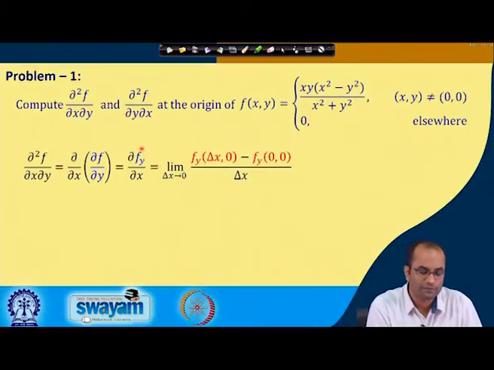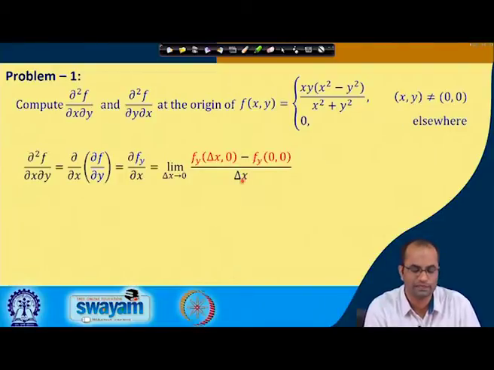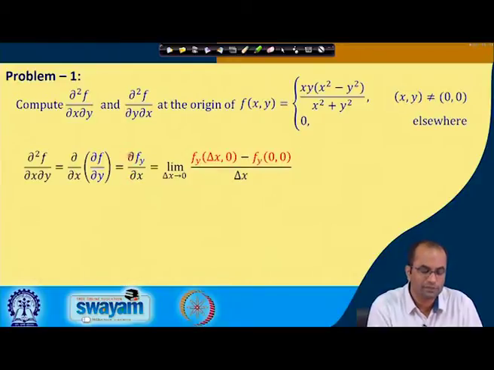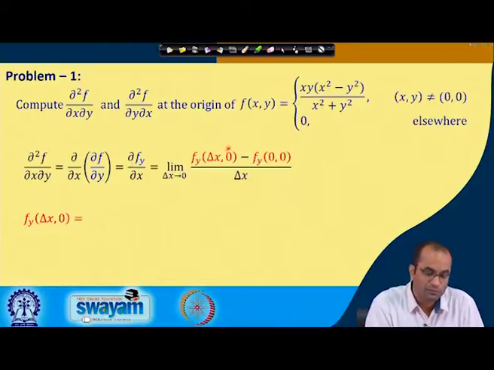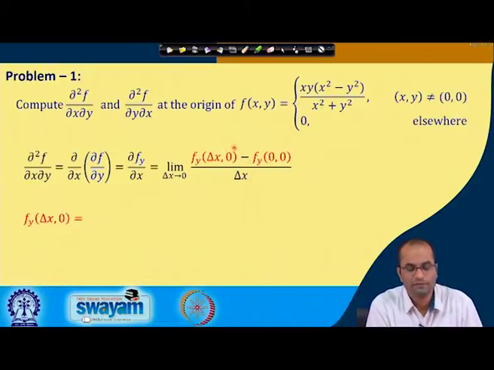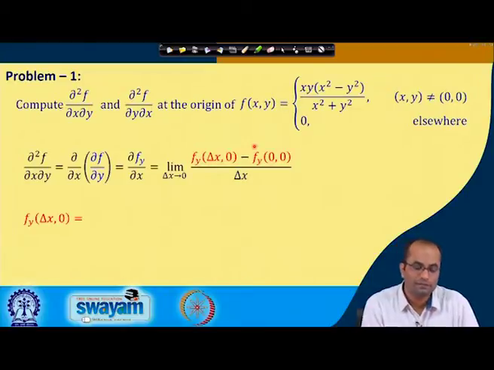Now for the function we have used f_y: the limit of [f_y(delta x, 0) minus f_y(0, 0)] over delta x. It is the same definition of the partial derivative with respect to x, but instead of f we have used f_y, because we are taking the derivative with respect to x of the function f_y. In this case we have to know what f_y(delta x, 0) is, and also what f_y at (0, 0) is. Then we can use those values here and compute this mixed order partial derivative.